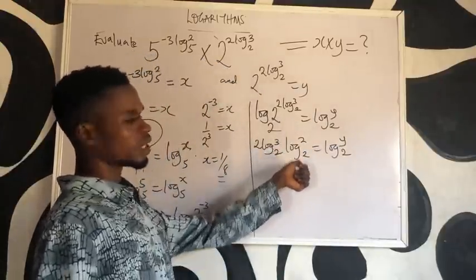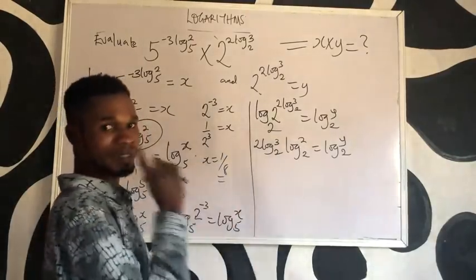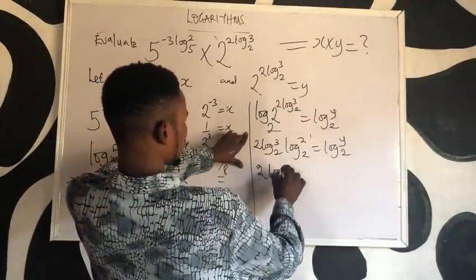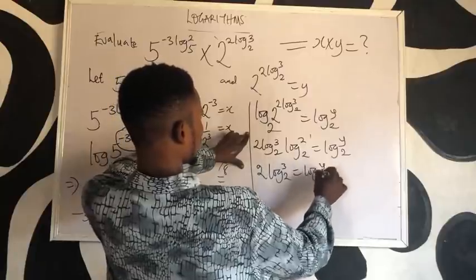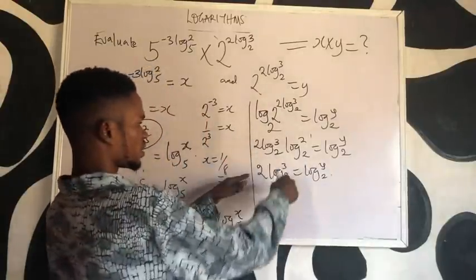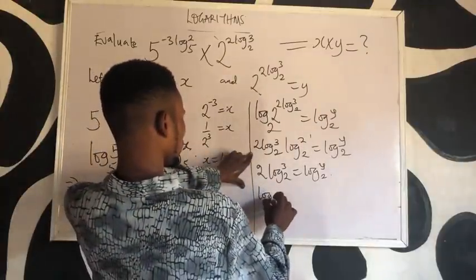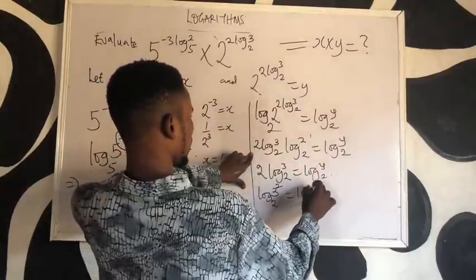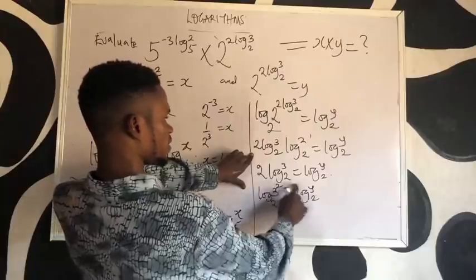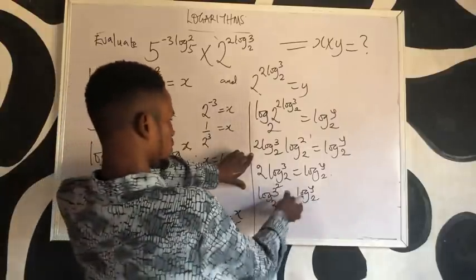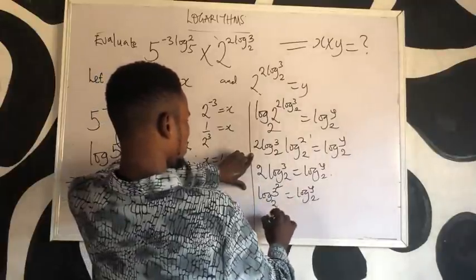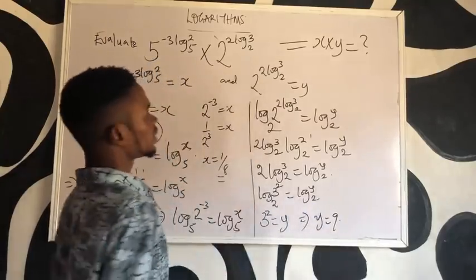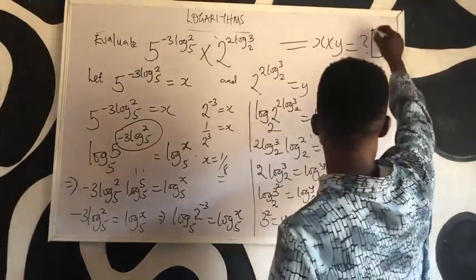So logarithm of the number to its own base is 1. So log 2 base 2 is 1. If that is 1, then we have 2 log 3 base 2 as log y base 2. Let's reverse the power law. Log into base 2, 3 raised by 2 base 2. That's log y base 2. They have the same base, there is equality. Equate the logarithm of the numbers. So 3 raised by 2 is equal to y. Implies y is equal to 9.